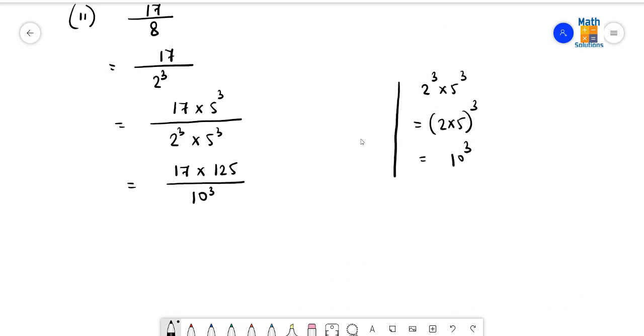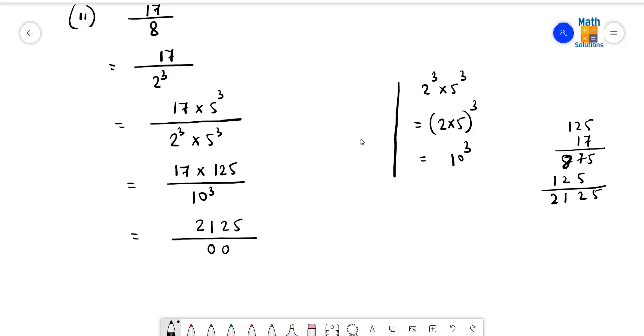Let us multiply 125 by 17. The result will be 2125. So I can put here 2125 in the numerator part, and in the denominator 3 zeros should come after 1, resulting into the form 2.125, and this is the answer.